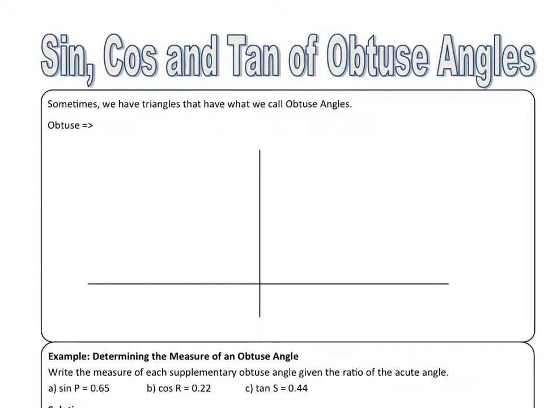Hey guys, today in the lesson we're going to talk about obtuse angles and what that means for trigonometry in regards to sine, cos, and tan. The first thing we're going to talk about is what it actually means to have an obtuse angle. Obtuse just means that it is greater than 90.